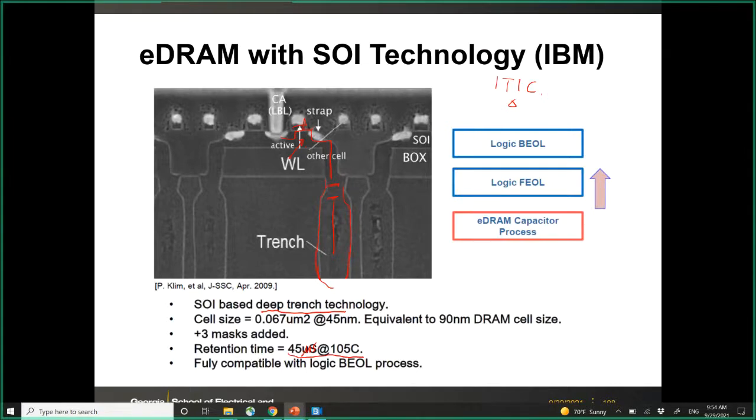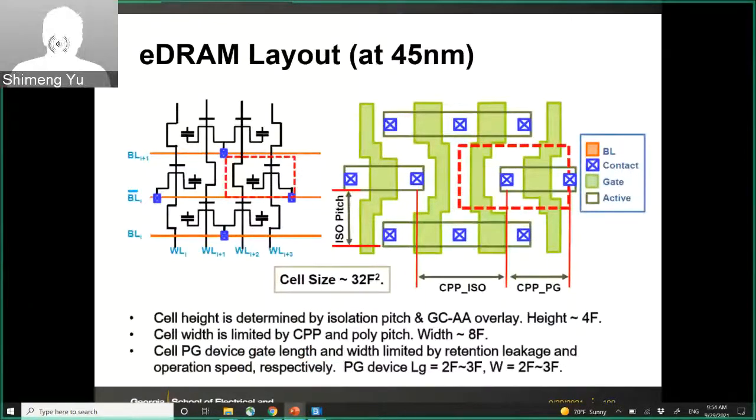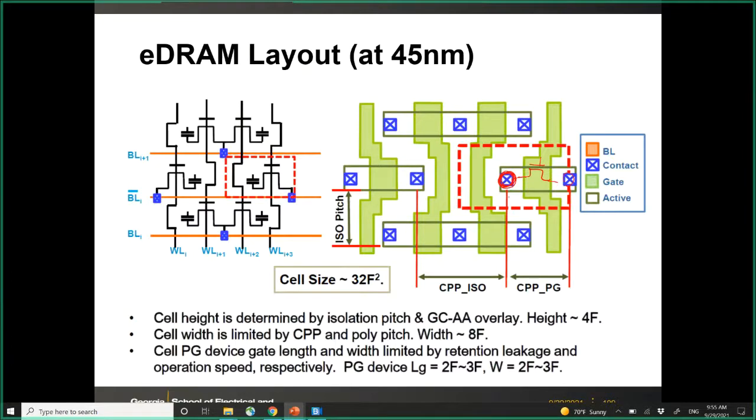And here are more details on IBM's 45 nanometer eDRAM cell layout. The layout is not that compact, and this is one unit cell. So you have the 1T1C here. This is the transistor, with one side connected to the BL and the other side connected to the storage node capacitor, and that storage node capacitor needs to be embedded underneath the substrate.